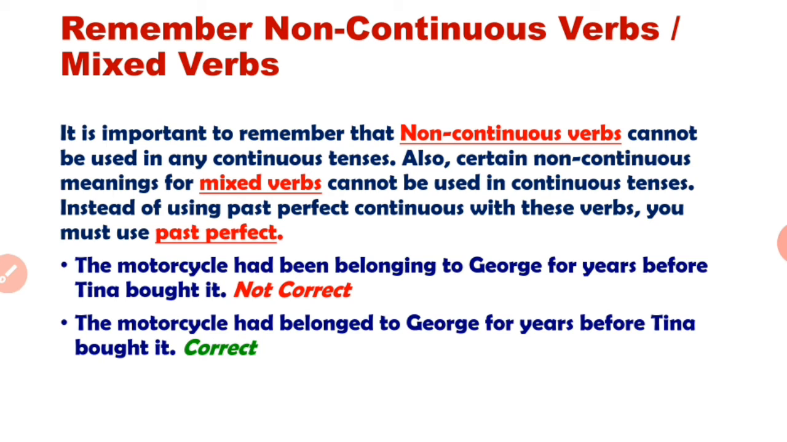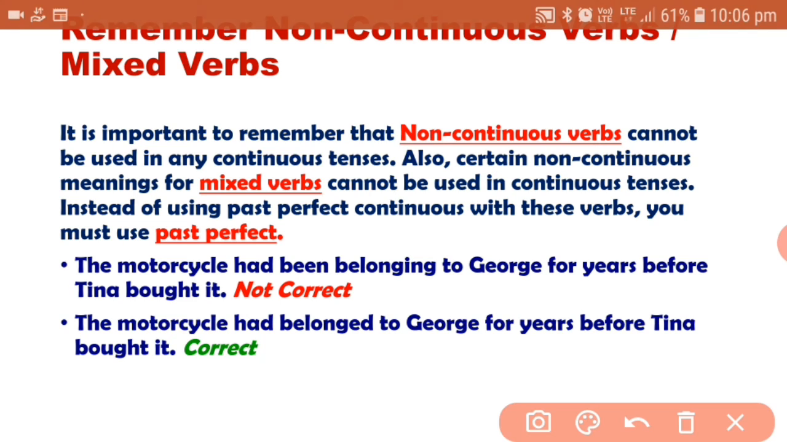Here is one example. The motorcycle had been belonging to George for years before Tina bought it. Not correct. Why? The motorcycle had belonged to George, not belonging. For years before Tina bought it. Yes. Here, what is the difference? You can check. Belong is a stative verb. That's why we can't use it in continuous tense.